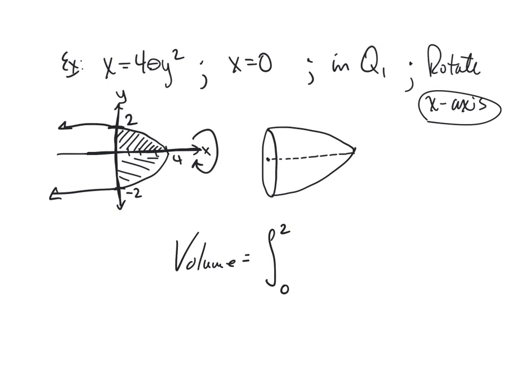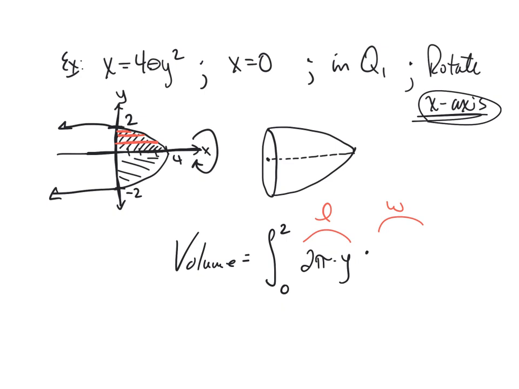Just a repeat, because we're rotating this around the x-axis, everything has to be in terms of y. So here we go. The length of every one of my layers of paper towels is going to be 2 pi times y. Then the width of every one of the layers of paper towels.